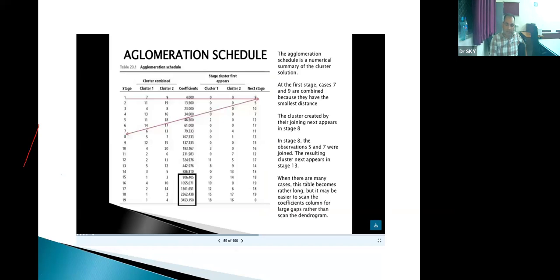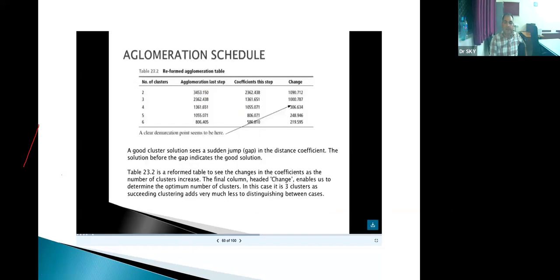So on the basis of that distance, see here, these are the coefficients, and these are going to be the last step. So you can see the number of clusters. When there are 2 clusters, the change is of this quantity. When we are making 3 clusters, 4 clusters, 5 clusters, 6 clusters, you can see that the distance is coming very low.